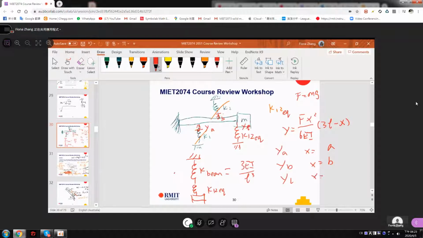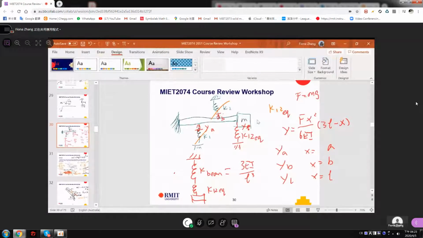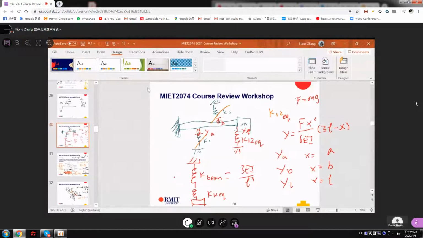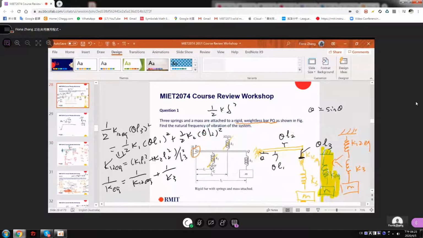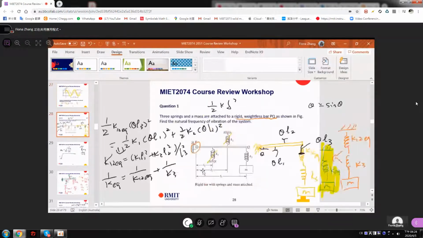YL and X equal to the whole length is L. Okay, so here you just remember that when you find out the K equivalent, the deflection here is different. It's not the pin supported, it's theta L, just a very simple theta L1. So here is theta L1, theta L2, and theta L3. Right, so this is different.